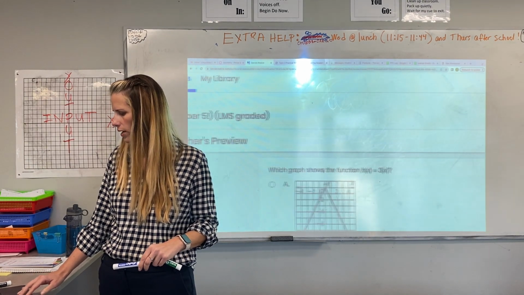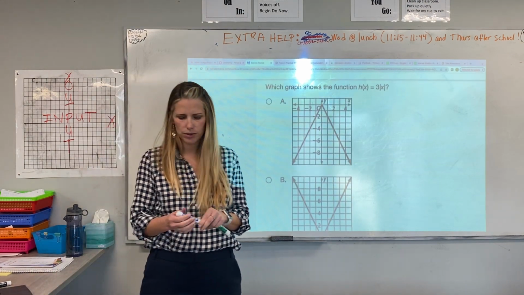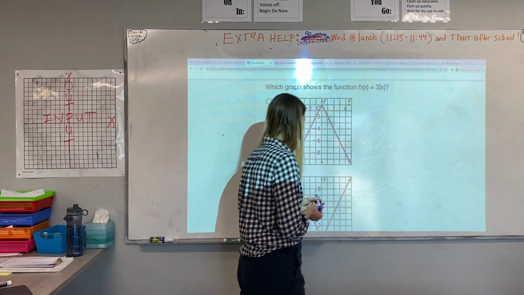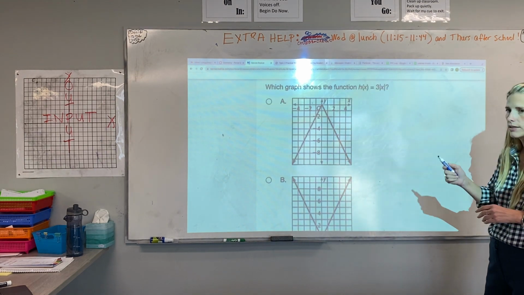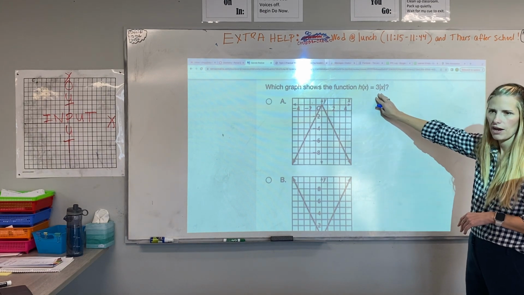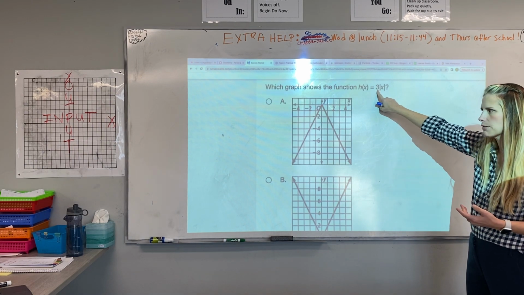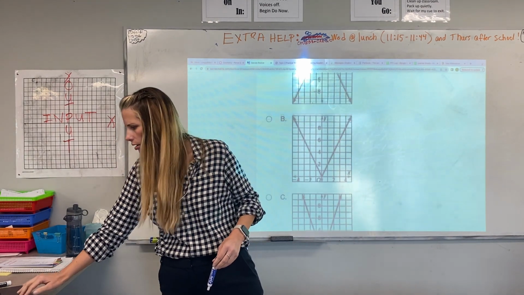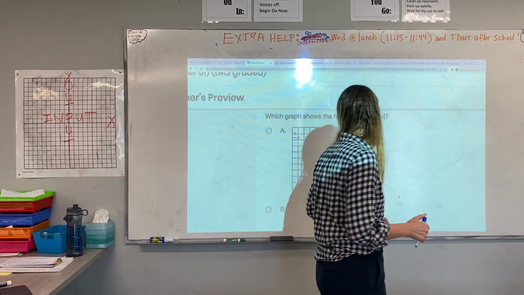There we go. Okay, so it says, which graph shows the function h of x equals 3 times the absolute value of x? Well, first of all, which one can you automatically eliminate? A. Good, because A is showing that it has a negative output. There's no way to get a negative output. If you're absolute valuing the input, it's going to be positive. If you're multiplying by positive, it's going to be positive. So A could not be correct, and I think the rest of them all are positive, so it could be B, C, or D.